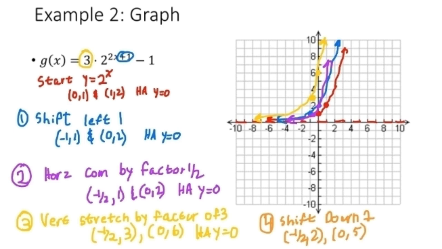Now our horizontal asymptote does also shift down 1, and it'll shift to y equals negative 1. And in orange, there's the graph of our exponential function. I erased the graphs that we made for steps 1, 2, and 3, so that way we can better see the graph we started with in red, and the graph that we're going to end with in orange, which would be the graph of g of x, which equals 3 times 2 raised to the 2x plus 1 minus 1.